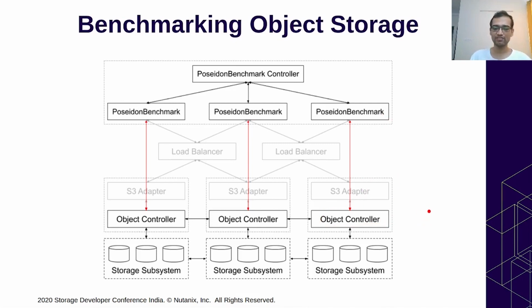Similarly, if you are interested in finding the bottlenecks of the object controller itself, we can in fact bypass the entire object related stack and directly talk to the underlying storage subsystem. This allows us to measure the baseline performance that the underlying storage subsystem can achieve and identify bottlenecks in every layer of our stack so that we can optimize each thing independently and transparently.